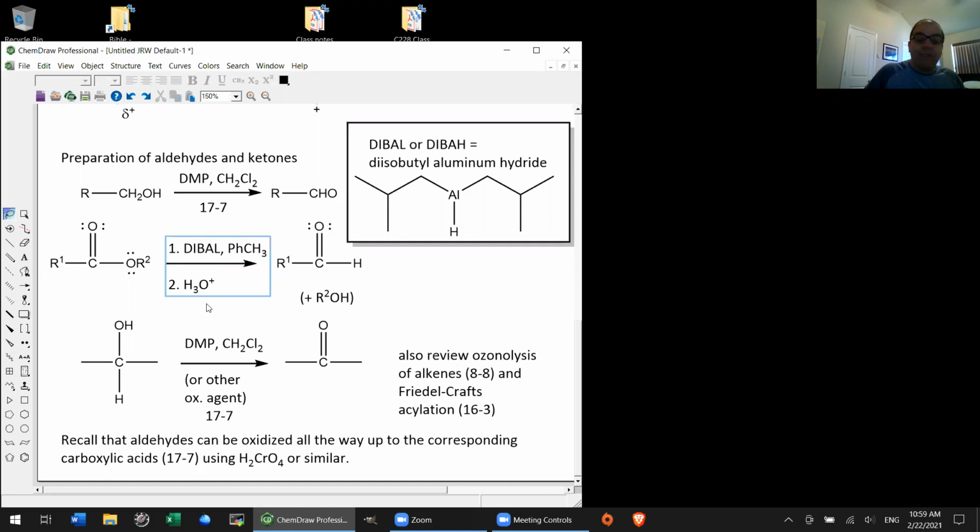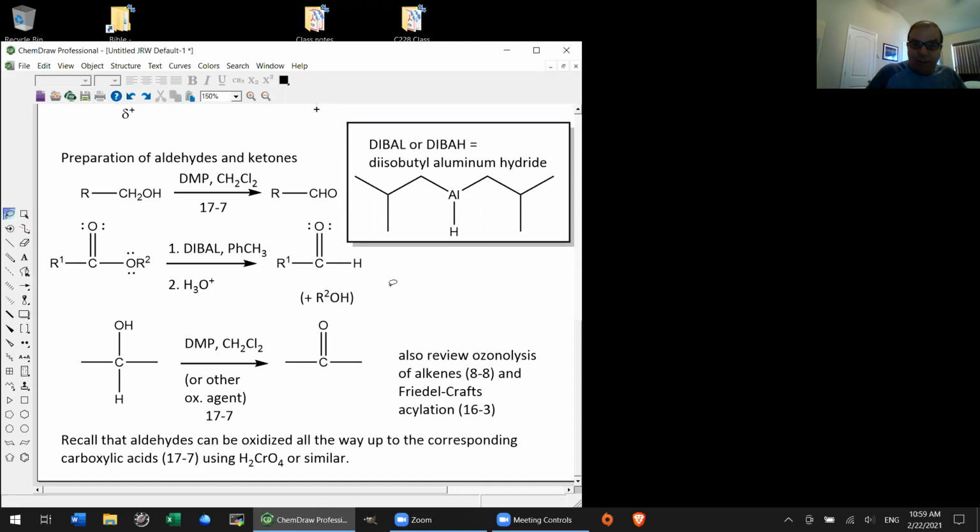And we also do need some kind of aqueous or aqueous acidic workup. You would want to put either H2O or H3O+, doesn't matter. That's going to mainly kill off any leftover DIBAL. Your book also uses the abbreviation DIBAH. I don't really care what you use. But that's another way of making aldehydes.